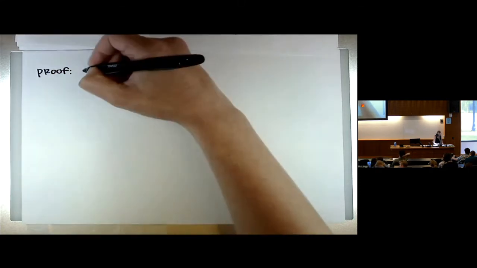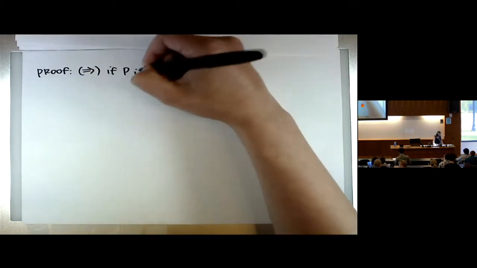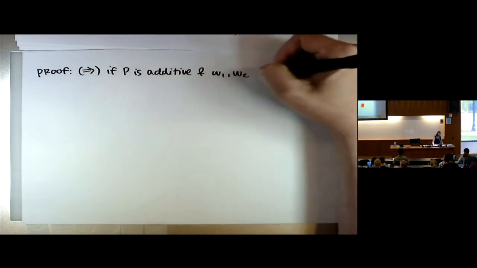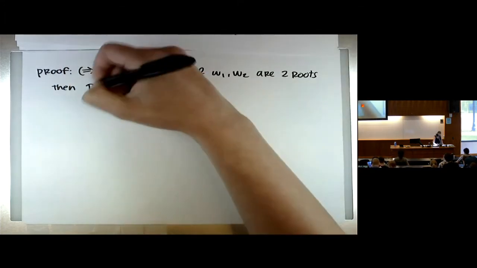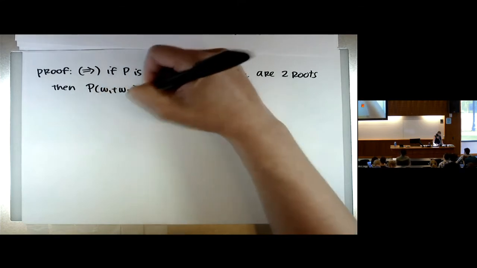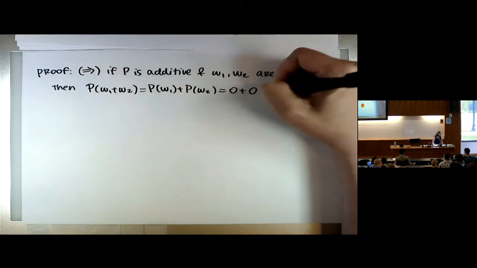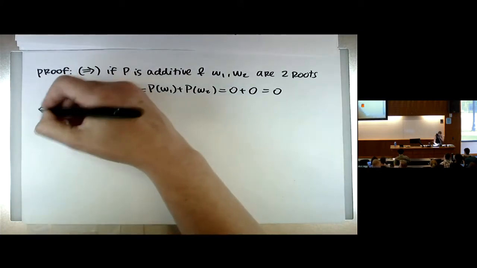Okay, so again, there's one direction that's easy. If P is additive and W1, W2 are two roots, then P of W1 plus W2 is equal to P of W1 plus P of W2, which is 0 plus 0, which is 0. So the roots are closed under addition. So let's do the other side.